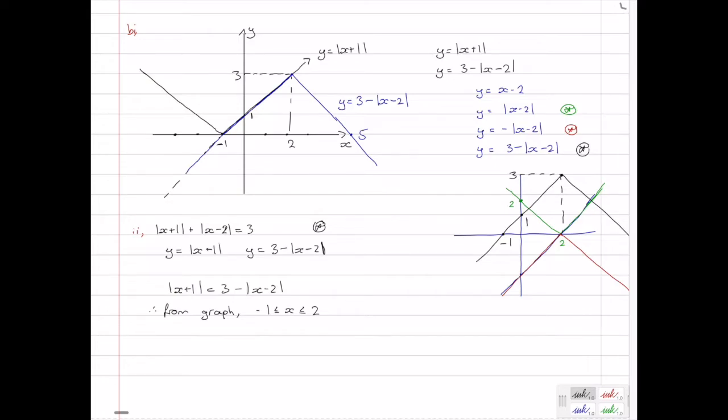So even if you just looked at the graph without stating anything, and you just gave the answer, you'll get the mark for the answer. But it's best for you to write at least something like what I've written here in order to show the marker that you know what you're doing.